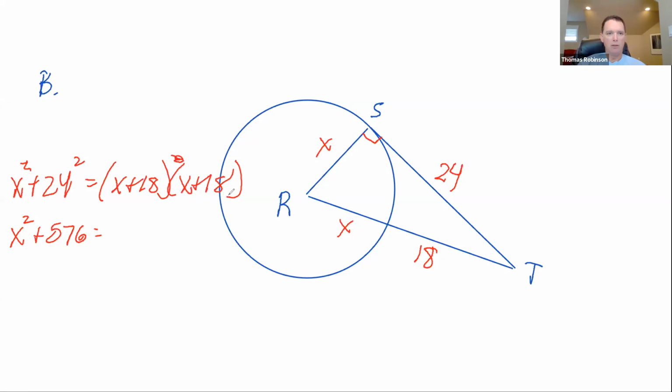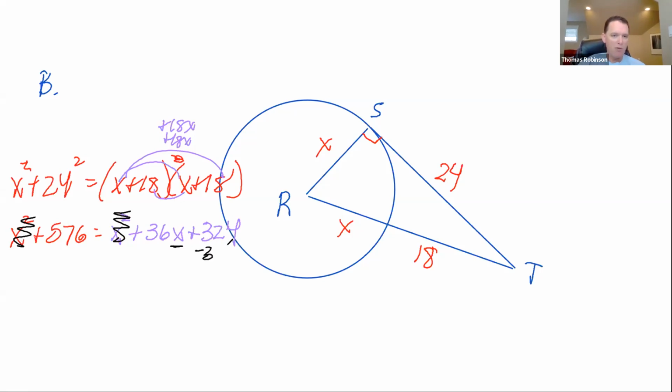That equals, all right, let's do a quick review here of FOIL. For FOIL, we do first, we get x squared. We do outers, we get plus 18x, but then we do inners, we get another plus 18x. So this is plus 36x. And then 18 times 18 is 324. So look at that problem, but don't freak out, because look what's going to happen. x squared here, x squared there, gone. Well, that's nice.